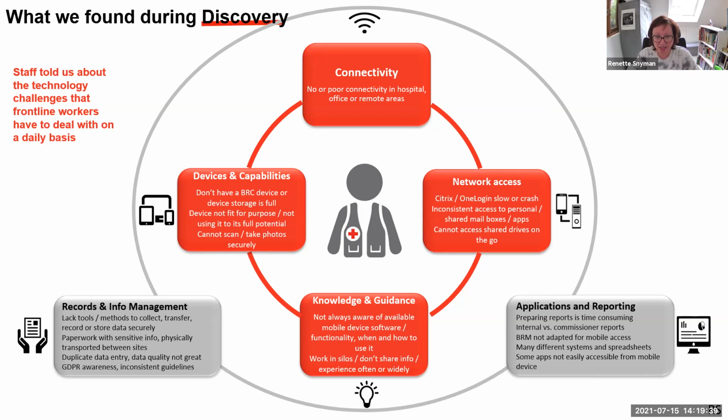It could be NHS network that's got problems. It could be the Red Cross network that's got problems, and they don't always know who to contact. Is it the NHS team they contact? Is it the Red Cross they contact? So loads of things around that, and limitations as well. They couldn't always get to their shared information, shared folders, shared emails, etc.